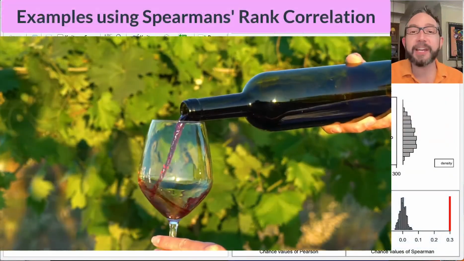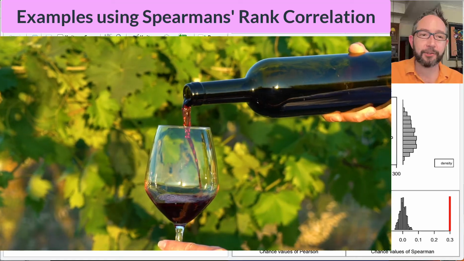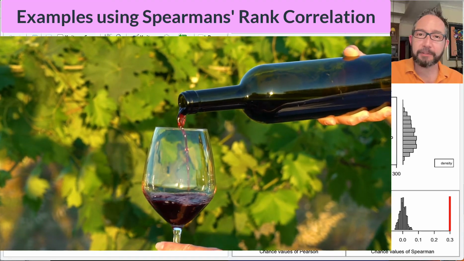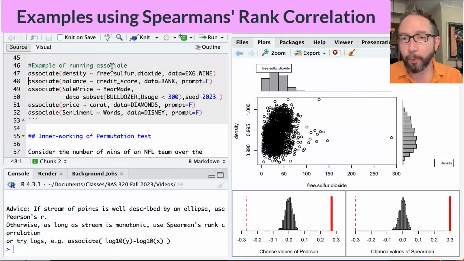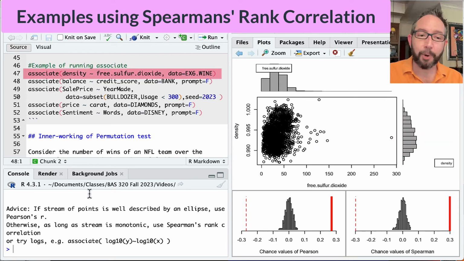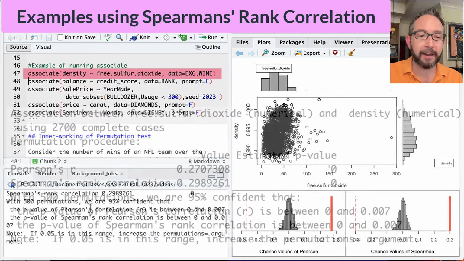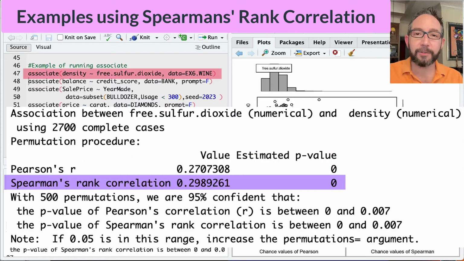So let's look at a few examples where we have to use Spearman's rank correlation when we use the associate function. So first, let's look at the relationship between the density of a wine and its free sulfur dioxide content. We saw that this had some pretty extreme outliers, so we knew that Pearson's correlation was not what we were going to use to quantify the strength of the relationship or to do the statistical testing. Instead, what we'll do after running associate, we'll scan up and find the row that says Spearman's rank correlation, and we'll do the analytics based on what we find for this row.